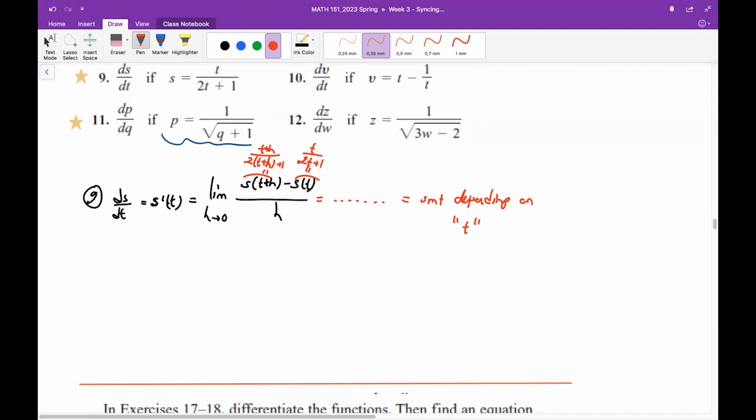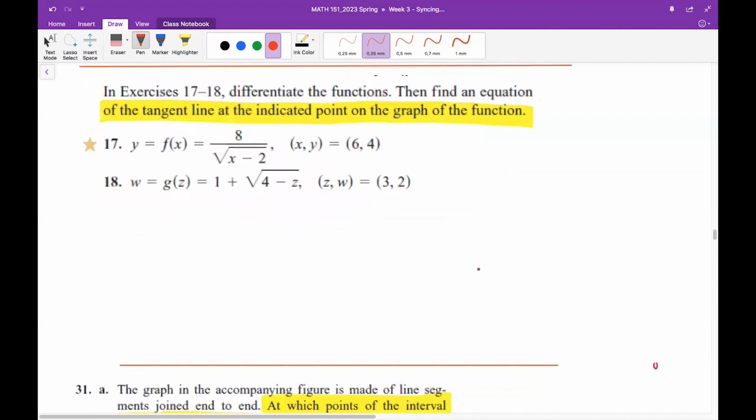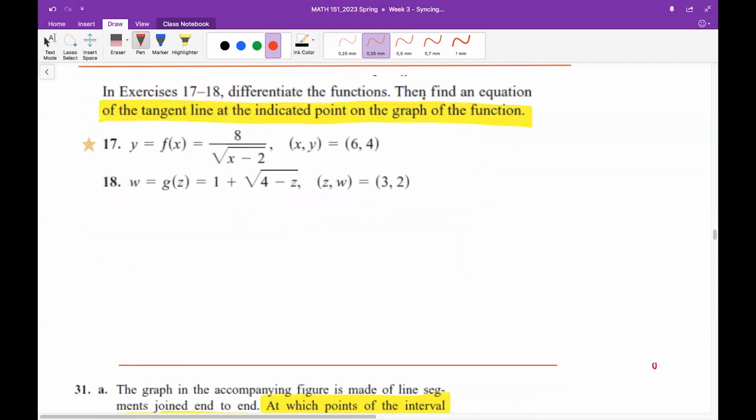Okay? And the result will depend on t. That t-dependent value will be the first derivative function for you. Okay, if no questions, I want to move on. This time, what do we want to find? We want to find an equation of the tangent line at the indicated point. Let's do that.